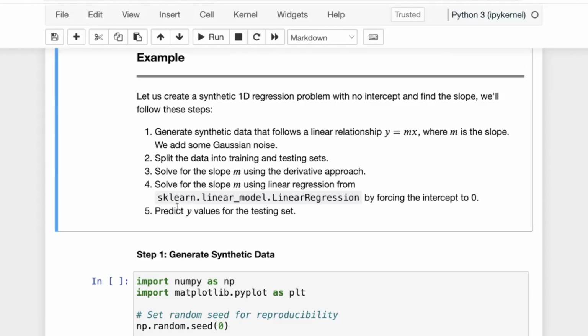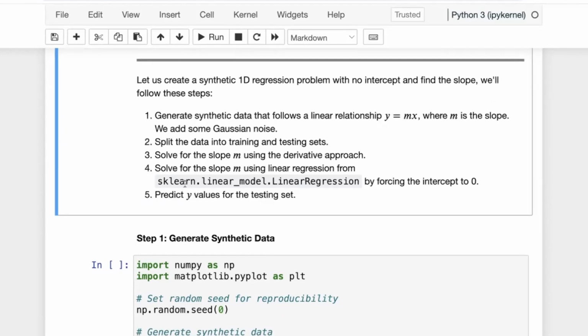Just to put this into context, Scikit-learn is the library or package, linear underscore model is the module, and LinearRegression is the class that is included inside this module, right? So this connects us with, I believe, lecture 9, where we talked about modules and packages. So now we understand the hierarchy here using this dot notation. And then once we find the slope, we can predict the output or y values for the testing set.